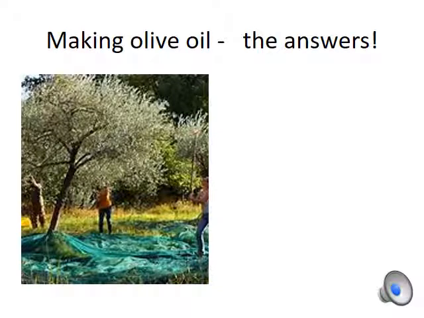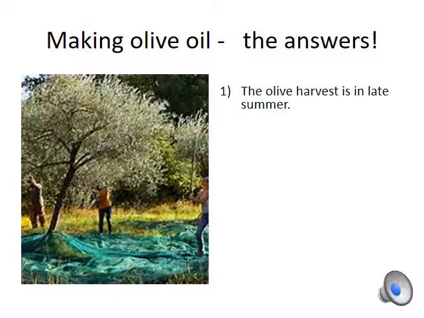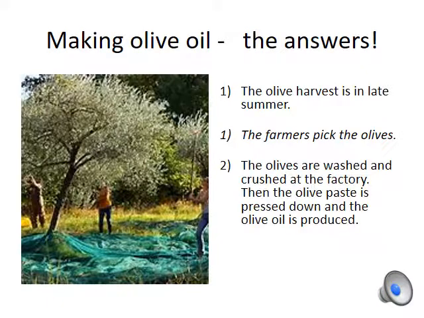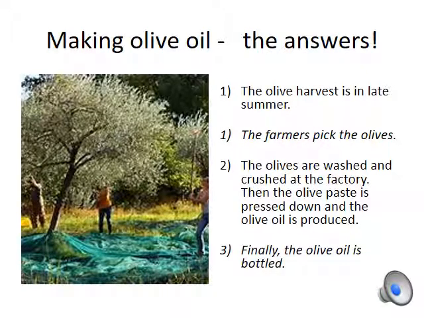So making olive oil, the answers. The olive harvest is in late summer. That is the end of August, September. The farmers pick the olives. What happens to the olives? The olives are washed and crushed at the factory. Then the olive paste is pressed down and the olive oil is produced. Finally, the olive oil is bottled. Good.